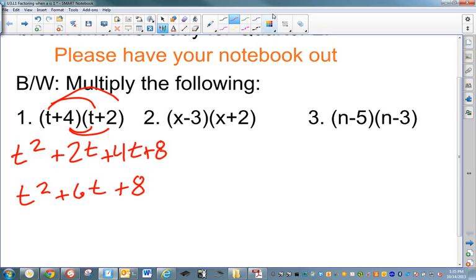So this is how I do it. If you like using the square method, you can do it that way. Yes, those are both the same. So they all work.